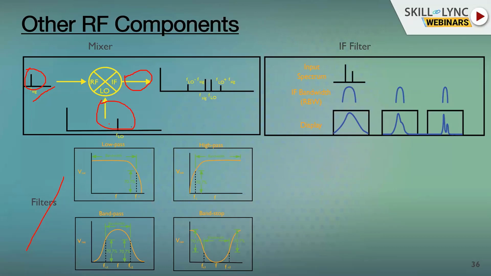So by tuning the local oscillator frequency, you are able to achieve a different set of up converter or down converter frequencies. Second is the IF filter. The IF filter is very useful in order to process the signal. For example, you might have heard the name resolution bandwidth, right?